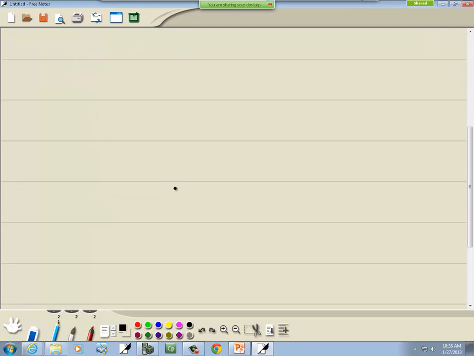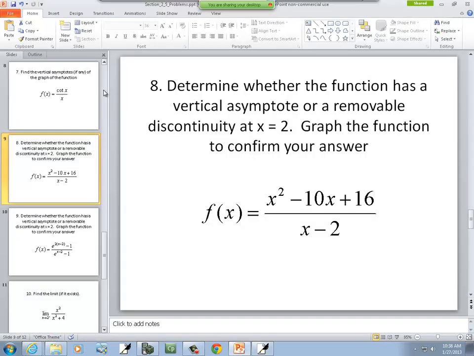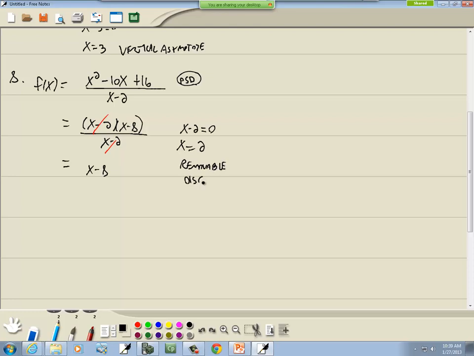So let's take a look at these next two problems. Okay, so here we have f of x is equal to x squared minus 10x plus 16 over x minus 2. Well, the bottom doesn't factor, but the top will factor. It's the PSD method. It's x minus 2 times x minus 8 over x minus 2. Okay, so notice after I've factored the top and the bottom, the x minus 2 is going to cancel. I'm going to remove them, and I'm just left with x minus 8. So I don't even have a fraction anymore. So there are no vertical asymptotes. But up here where I removed the x minus 2, if I set the x minus 2 equal to 0, this is going to give us x equals 2, so this is a removable discontinuity.